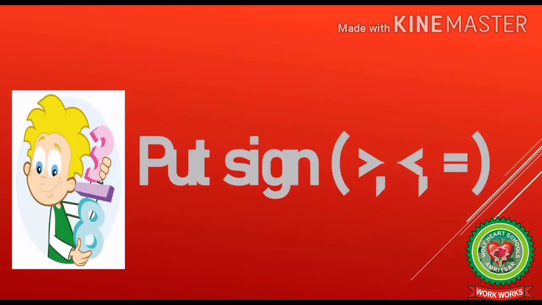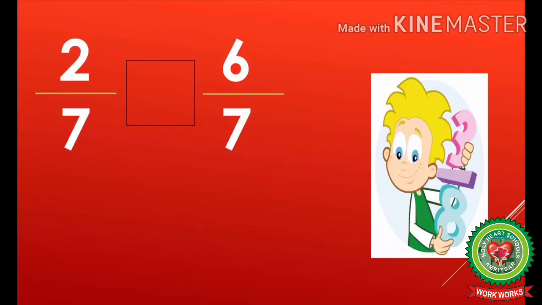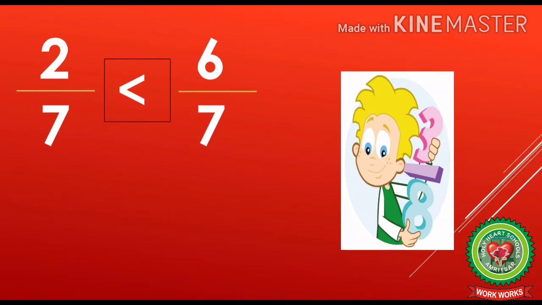Now kids, let us discuss how to put the greater than sign, the less than sign and the equal to sign. Let us compare between these two fractions, 2 upon 7 and 6 upon 7. Kids, which is the greater fraction? Since both the denominators are same, so which is the greater number, 2 or 6? 6 is the greater number. That means 6 upon 7 is the greater fraction. So we will put the greater than sign towards 6 upon 7.